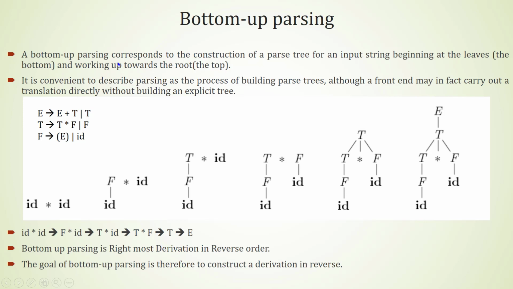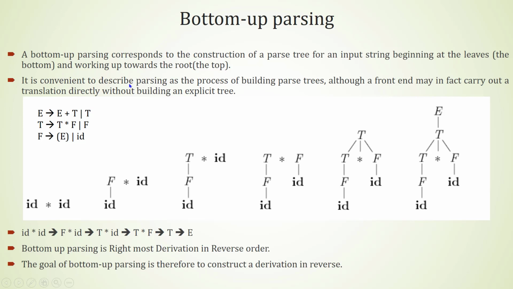Bottom-up parsing corresponds to the construction of a parse tree for an input string beginning at the leaves, that means the bottom, and working up towards the root. Anyway, you all know parsing is the process of generating a parse tree. Here we are generating the parse tree in bottom-up order. That means we are starting from the input string and we are constructing the parse tree.